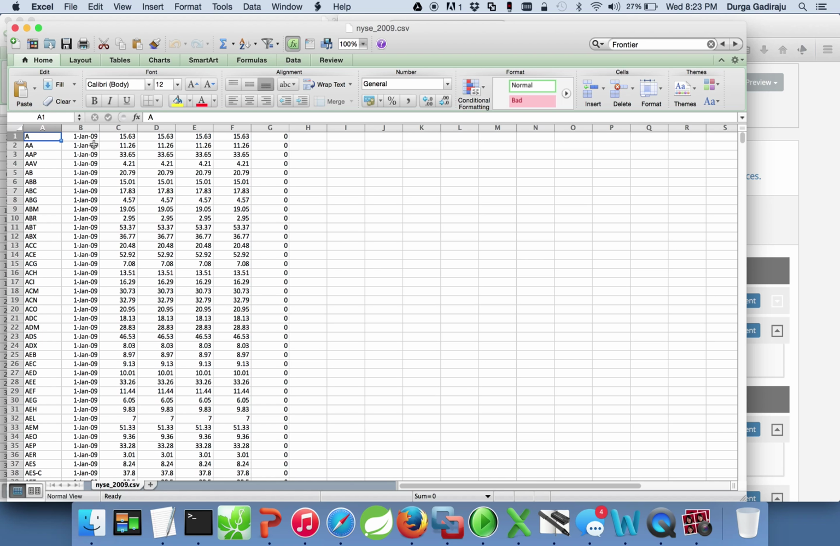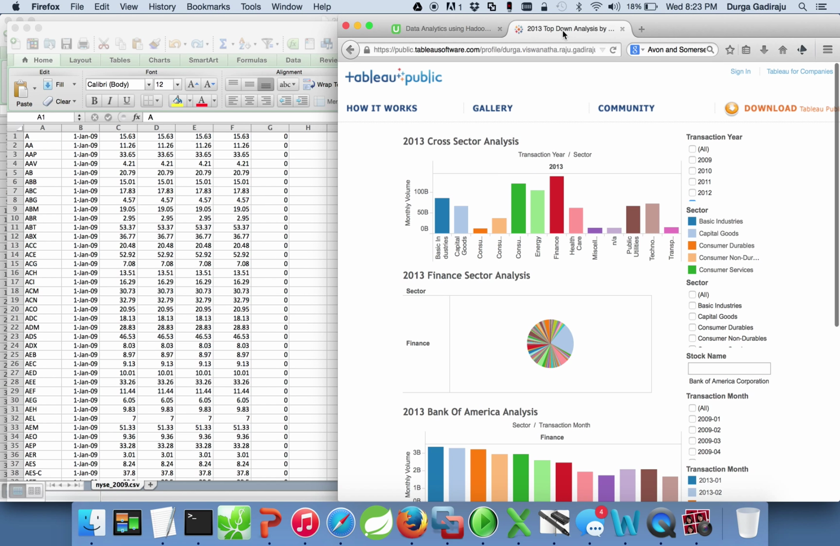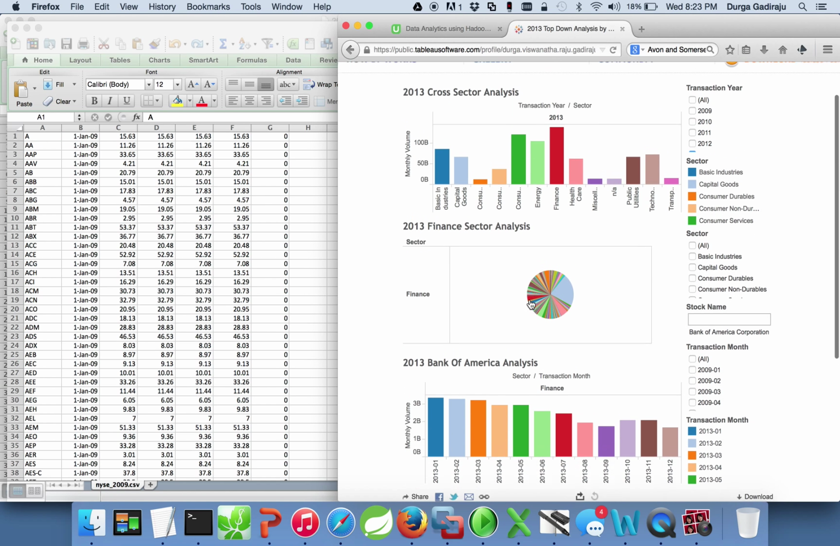So using this end of day daily stock information, we will be trying to perform top down analysis about the volume of the stocks for the year 2013. And then the reports and dashboard will look like this.